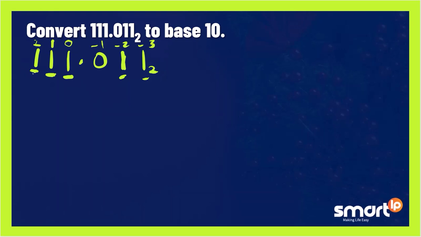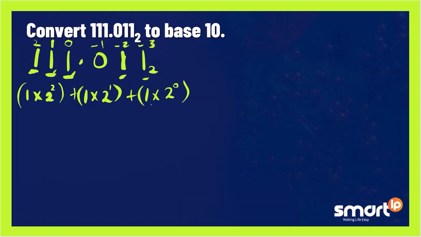So we start from the first digit, which is this 1. So a 1 multiplied by the base, which is 2, 1 times 2 raised to the power 2. Then plus the next one, which is this 1, 1 times the base, which is 2, raised to its power, which is 1. Then again plus, we take the next digit, which is this 1 times the base, which is 2, raised to its power, which is 0.